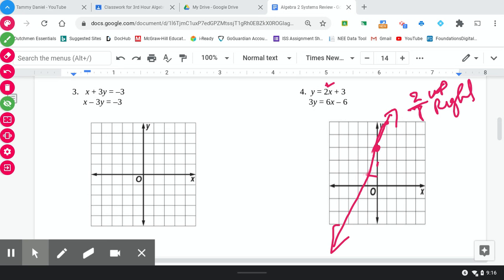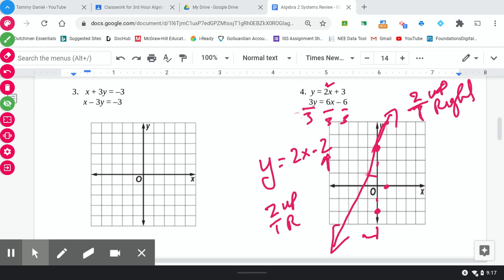All right, then this one we're going to need to divide everything by 3. So we divide this by 3, this by 3, and this by 3. That leaves us y equals 2x minus 2. So we start at a negative 2, right? Start at negative 2, and then our slope is 2 over 1. So we go up 2 and right 1. Up 2, right 1. And down 2, right 1.